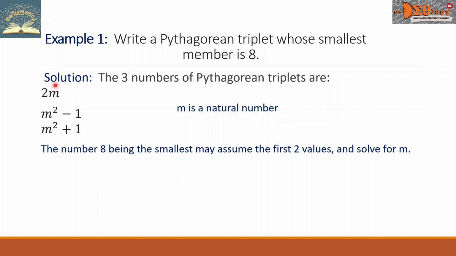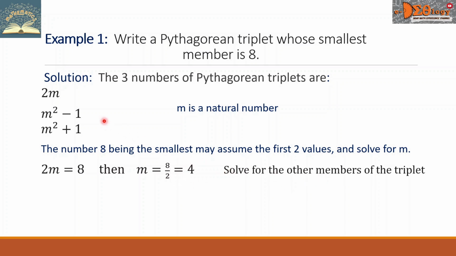So let's begin with the first value, 2m. We equate this to the number 8. So we have 2m equals 8. Then let us solve for m. We divide the equation by 2, so we get m equals 8 over 2, and the quotient is 4. So m here is 4, which is a natural number.